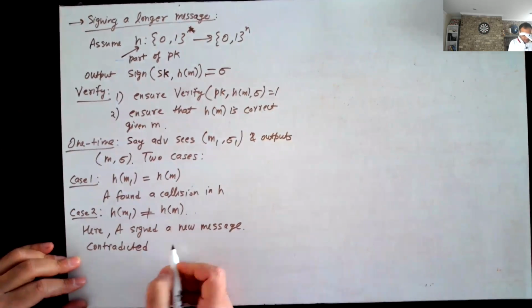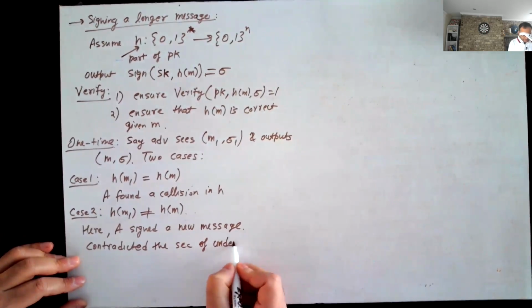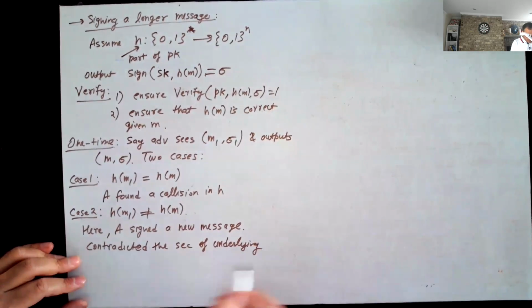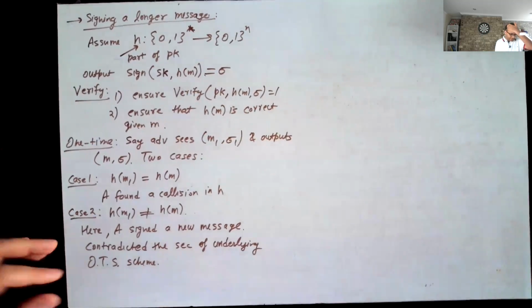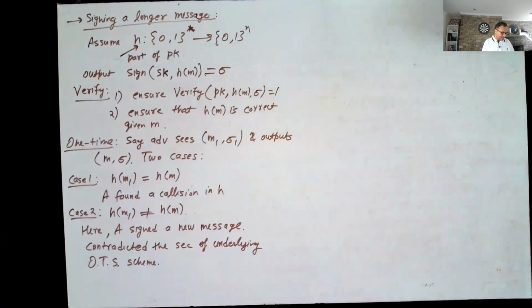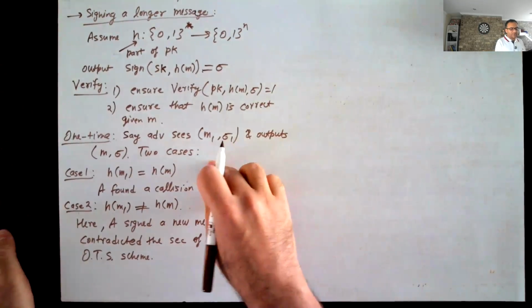And this contradicted the security of the underlying one-time signature scheme. Right? So now the idea is we are just signing the hash. If the hash turns out to be different, then basically you are signing a different message. And if your original scheme was secure, this hash and sign would also be secure. If your hash turns out to be the same, then sure, you can use the same signature. But to come to this case, you have to find a collision in the hash function.